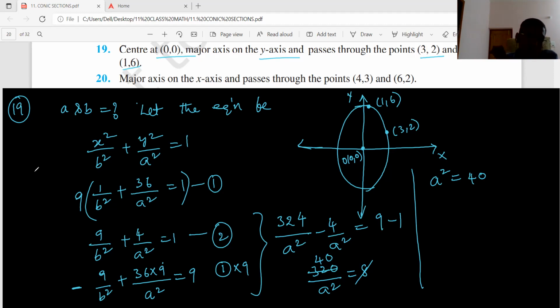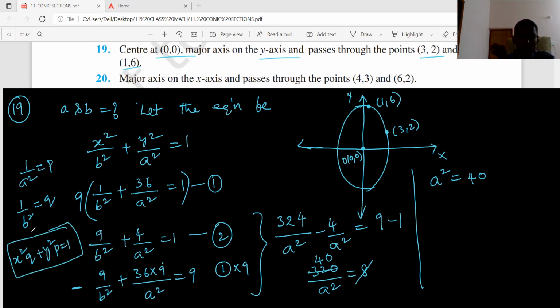Like this only. What you want is 1 by a square and 1 by b square, right? So take 1 by a square as some p and 1 by b square as some q. Then this becomes x square q plus y square p equal to 1. If you find p and q, then a square and b square also. A square is 40, substitute a square here, then automatically b square you can get easily.